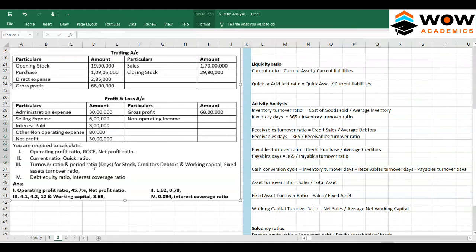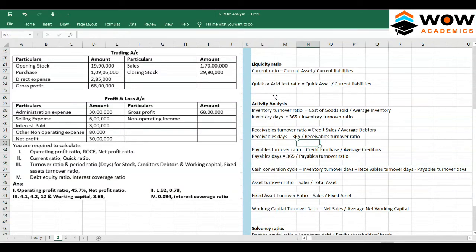And the period ratio, in days. I think the turnover ratio and the period ratio in terms of days for inventory turnover, debtor turnover, working capital turnover, or fixed asset turnover. So they are asking for 5 turnover ratios, then debt equity ratio and the interest coverage ratio. First we'll set what are the various ratios they are asking.